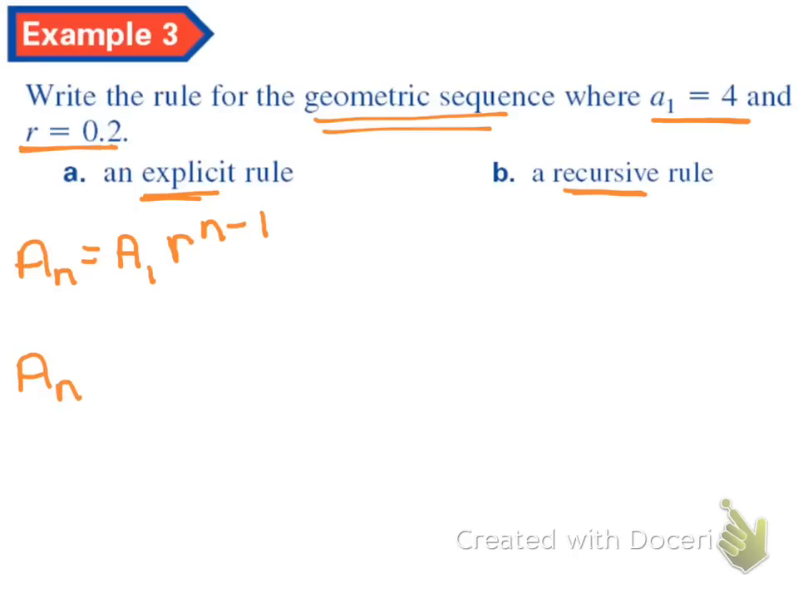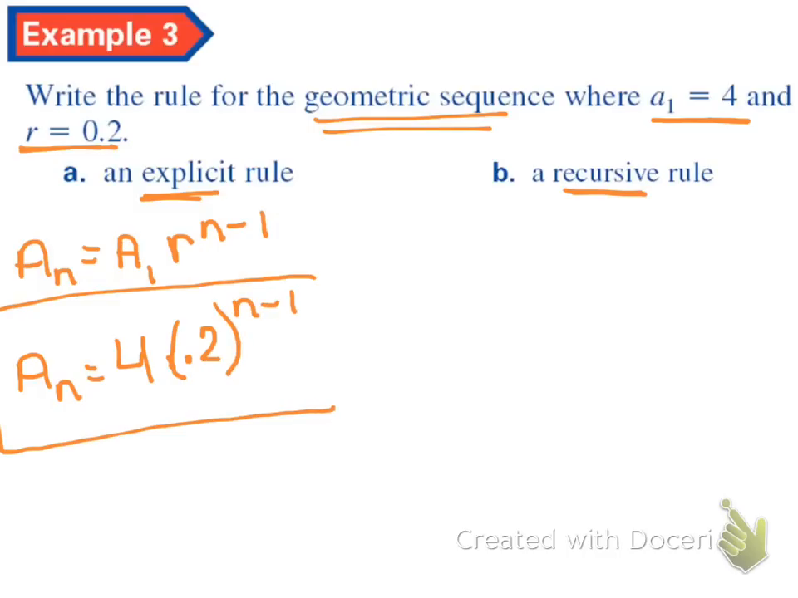Since we're given the first term and the rate, we can write the rule. Any term would be equal to the first term, which is 4, times the rate, which is 0.2, raised to the n minus 1 power. And this is it. Cannot be simplified any further than this. This is a geometric sequence written as an explicit rule. Let's take the same information and write the rule as a recursive rule.